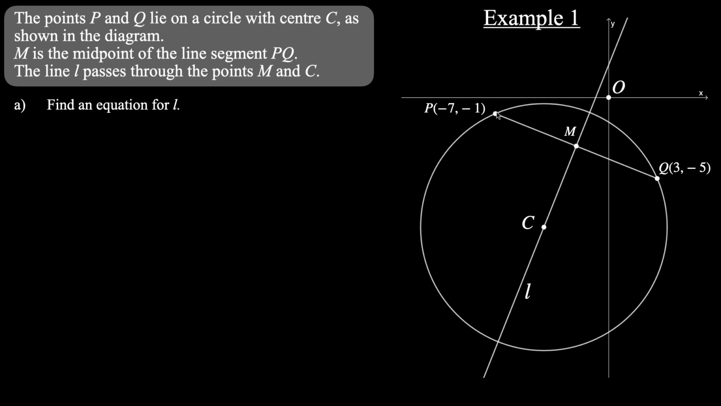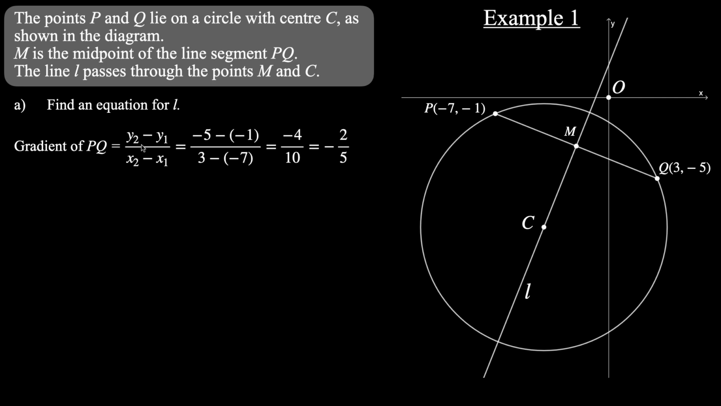So we can find the gradient of PQ, and then the gradient of L will be the negative reciprocal of that. So let's firstly find the gradient of PQ using y2 take y1 over x2 take x1, the rise over the run. So y2 will be -5, subtract -1, and then x2 is 3, and subtract -7, so we get -5 plus 1, which is -4, and 3 plus 7, which is 10, which we can simplify to -2 on 5. That means that we now know the gradient of L.